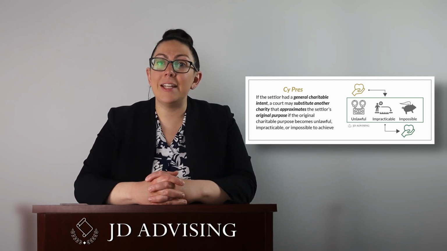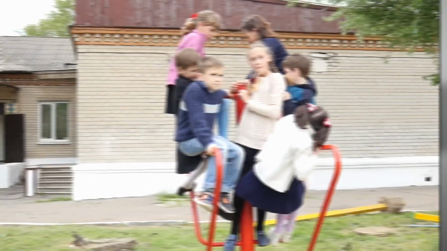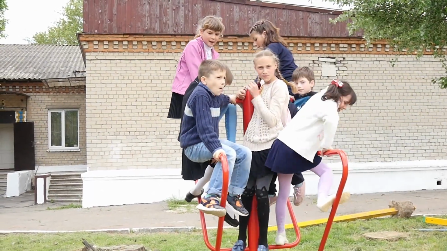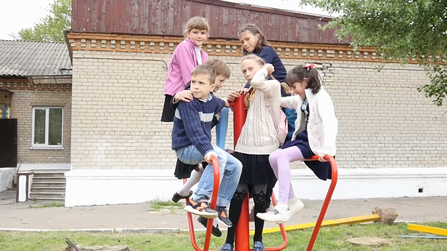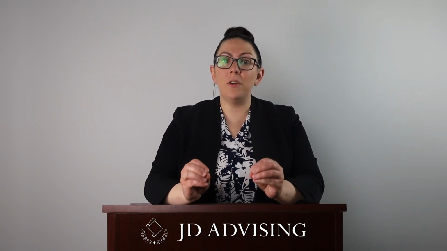So for example, let's say a woman sets up a trust for the benefit of orphaned children. So she leaves a substantial trust fund to a local orphanage. However, at the time of her death, when the trust would become effective, the local orphanage no longer exists. So if the court finds that the woman had general charitable intent, meaning that she just wanted to help orphaned children in general, then the court could modify the trust using cy pres and, for instance, find another orphanage to receive the benefits of the trust.